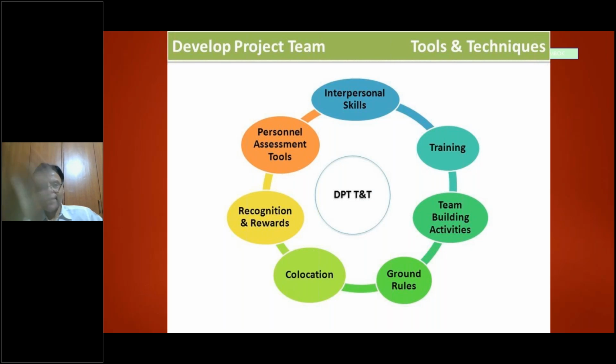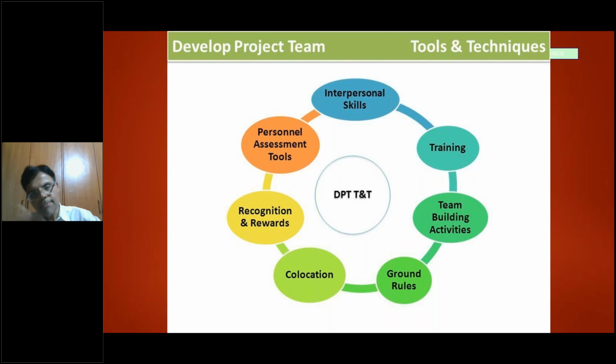Second, training. Of course, your project management related training, the cross-functional trainings, and all sorts of training that you could think about. Team building activities, internal activities, external activities, right? Co-location, ground rules, recognition and rewards, personal assessment tool. You might have your own software to assess the individuals as well as the team in terms of how they have developed so far. You defined a developmental aspect. How have they developed? How have they grown?